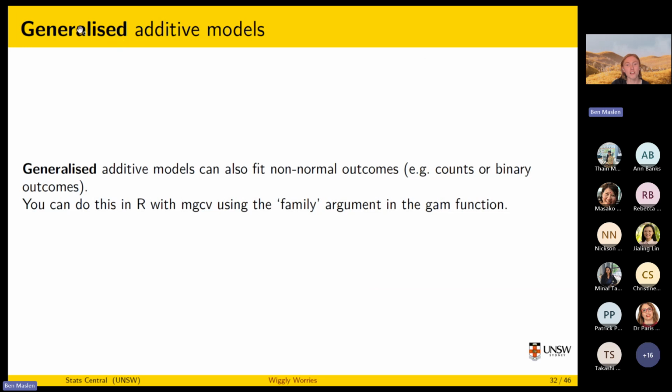In generalized additive models, the generalized component means we can fit non-normal outcomes. So we don't have to assume we have a Gaussian response in a GAM either. You can have a response of counts or binary outcomes, a bunch of different things. And you can do this in R with MGCV using the family argument, even ordinal responses. It's very, very flexible. There's a lot of people who think GAM, everything's a GAM. You can do everything with a GAM is in the camp of a lot of people.